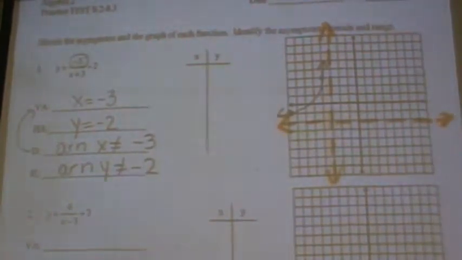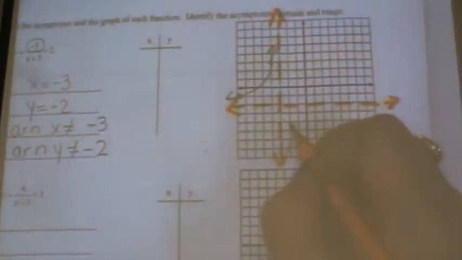You're going to go 5 to the left, 1, 2, 3, 4, 5, and up 1. And over 1, up 1, 2, 3, 4, 5. And connect your dots. Okay? How about the other side? Over 1, down 1, 2, 3, 4, 5. And 1, 2, 3, 4, 5, 1.